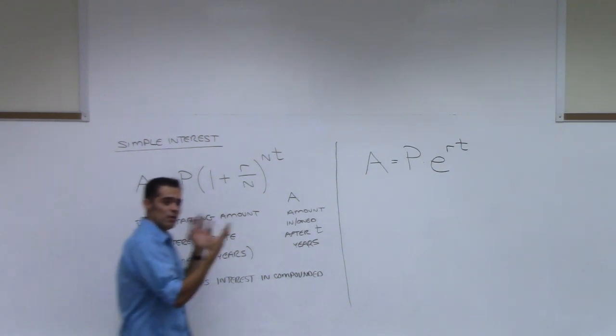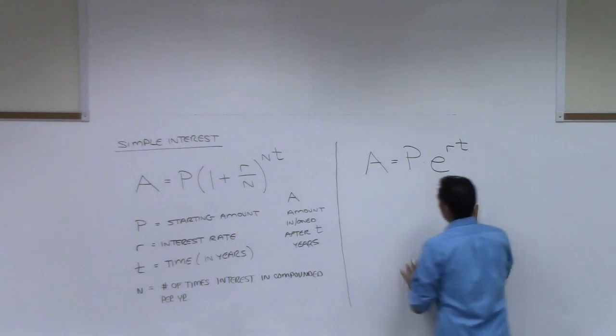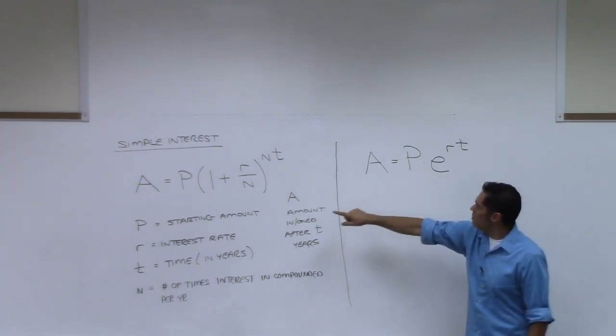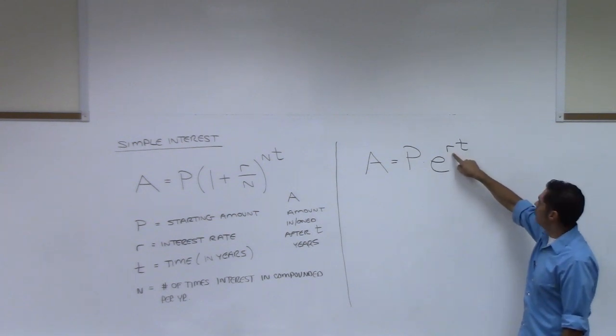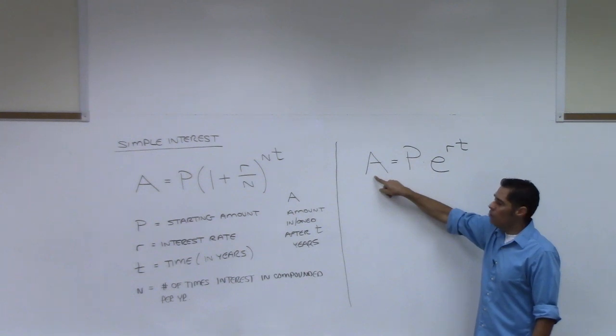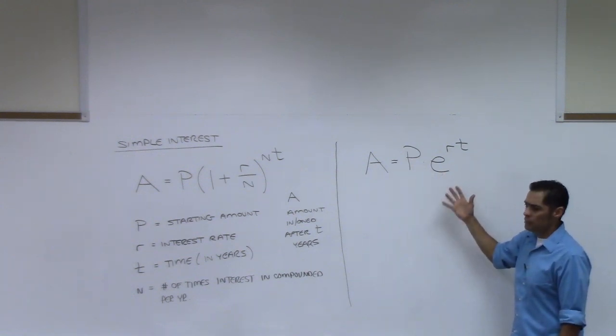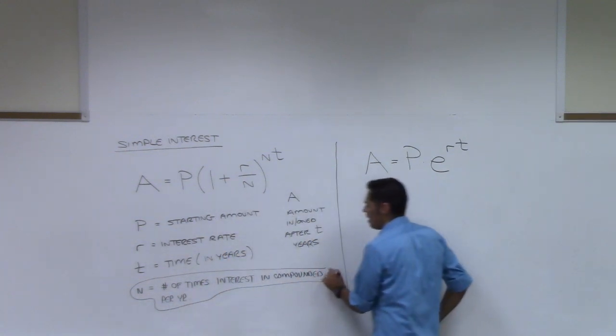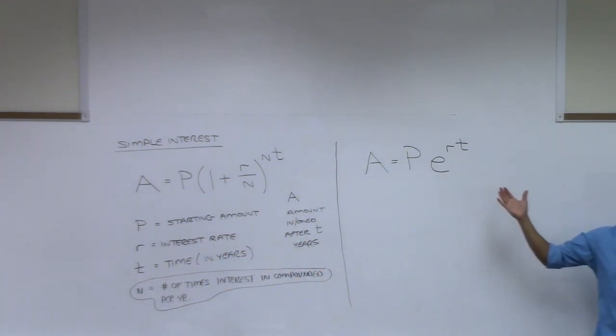Now this one is also simple interest, but there's something slightly different here. Do we still have P, the starting amount? Yes. Do we still have an interest rate? Yes. Do we still have time? Yes. Do we still have an amount at the end? What do we not have in this formula? The number of times it's compounded a year, right? That is not in this formula. There isn't an N over here.